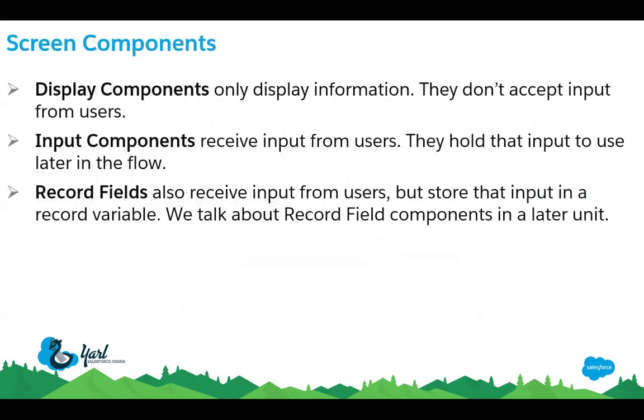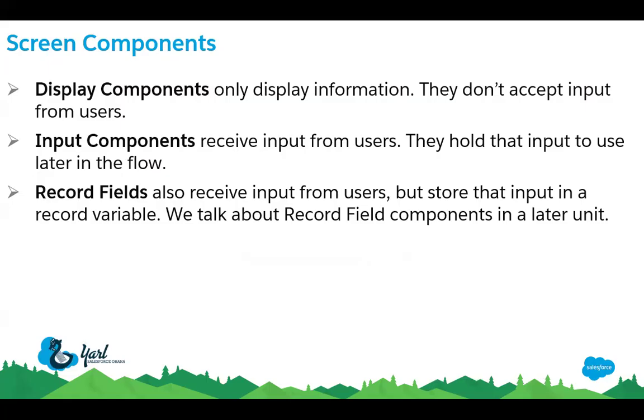So there are screen components that you have to understand. Display components only display information. So if you want to show a text or an image, then you can use these display components. Input components means you want to get data from the user. It can be a text, a date, an email, a number, whatever. Based on the data type, you will choose which element you want to use. That is input components, to get input from the customer or the user.